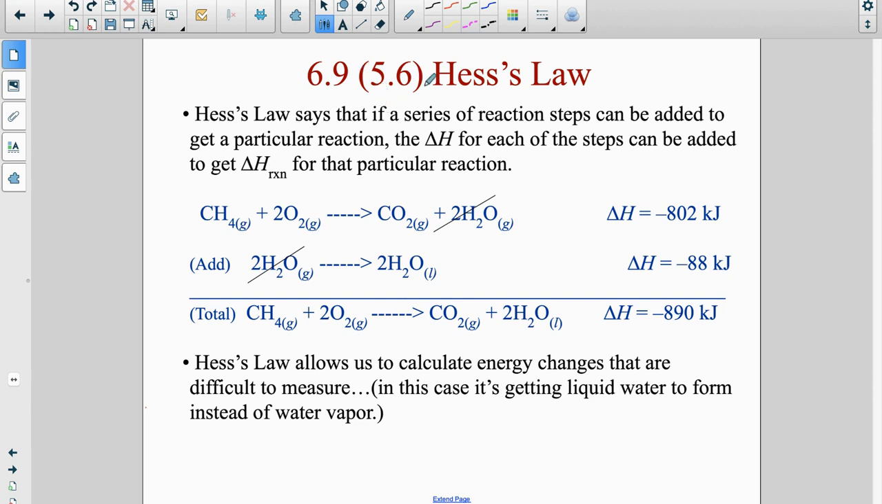So Hess's law says that if you have a series of reaction steps and you can add them together to get some particular reaction, some specific reaction, you do the same with the delta H's for those steps. If you add the steps, you can add the delta H and get the delta H for your overall reaction. So this is useful when you have a reaction that cannot be measured easily in nature and as an experiment in the lab, and it allows you to calculate the delta H without actually having to perform this overall reaction as written.